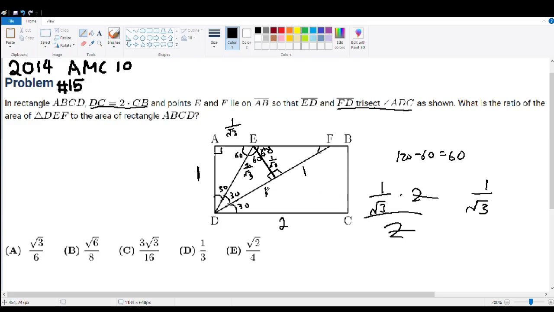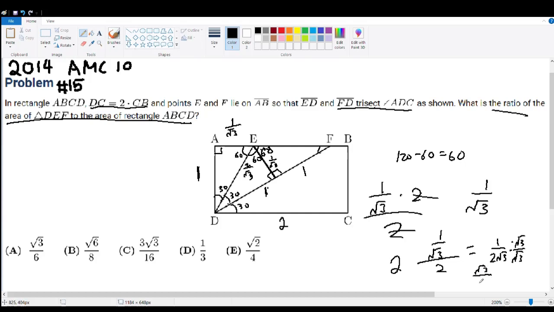I'm pretty sure. Yeah. So if that's 1 over square root of 3, the whole rectangle is 2, so it's 1 over square root of 3 over 2, because it's the ratio of the area of DEF to the area of the rectangle ABCD. So this would equal 1 over 2 times square root of 3. You multiply by square root of 3 on both top and bottom because you don't want an irrational number on the bottom. So it's square root of 3 over 6, and that's answer choice A.